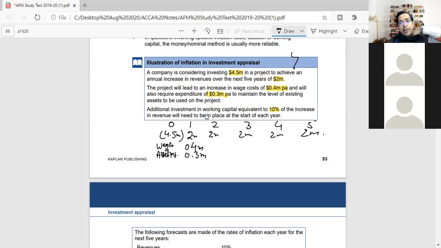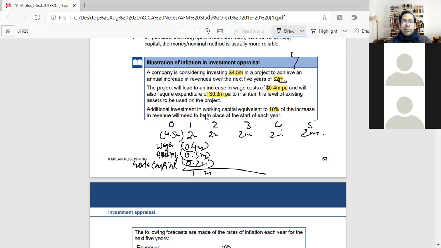Additional investment in working capital requiring 10% of the increase in revenue will need to be in place at the start of each year. Okay, so basically we need to keep adding some 10% of the additional revenue, so 0.2 million. So working capital, again this is incremental, 0.2 million we need to add every year. And what are these numbers? All negative because they are expenditure. This way we'll just take the total sum, 2 minus 0.4, 0.3, 0.2, so approximately 1.1 million we have as positive cash flow.